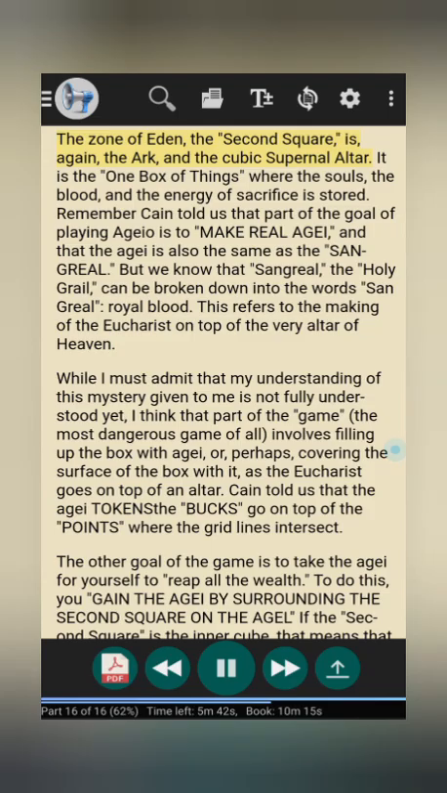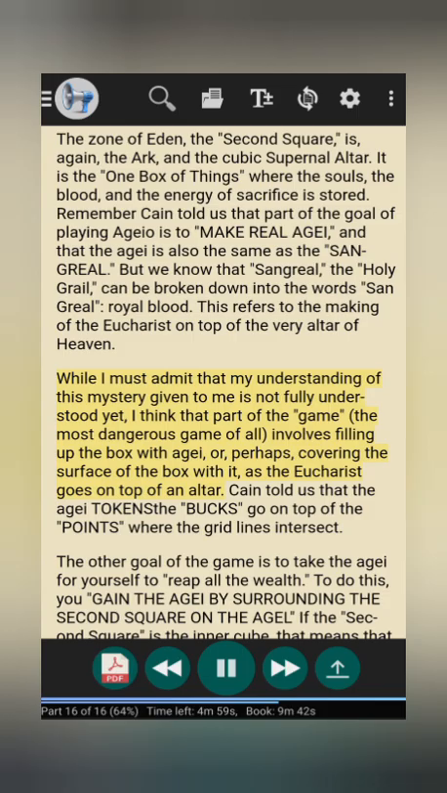The zone of Eden, the second square, is, again, the ark and the cubic supernal altar. It is the one box of things where the souls, the blood, and the energy of sacrifice is stored. Remember, Cain told us that part of the goal of playing Agio is to make real Agei, and that the Agi is also the same as the Sangreal. But we know that Sangreal, the Holy Grail, can be broken down into the words sang real, royal blood. This refers to the making of the Eucharist on top of the very altar of heaven.